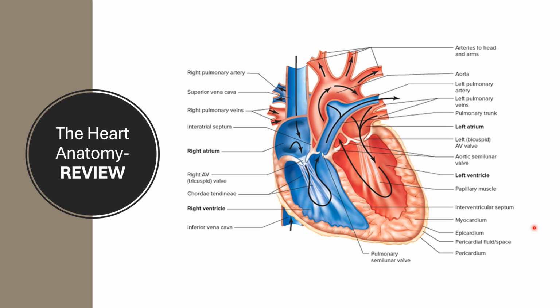Also, all veins in the body carry deoxygenated blood. So all arteries carry oxygenated blood, all veins carry deoxygenated. The exception is the pulmonary veins. Notice that they're associated with the left side of the heart. And the left side of the heart deals with oxygenated blood. We know that because the aorta is responsible for taking blood to all parts of the body.